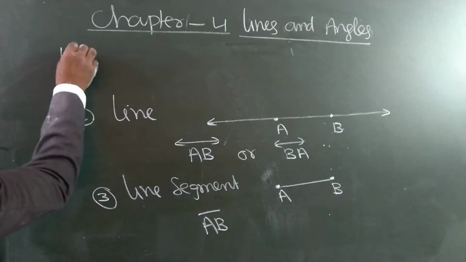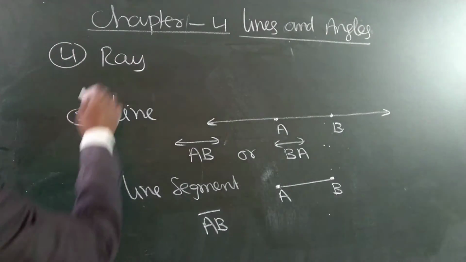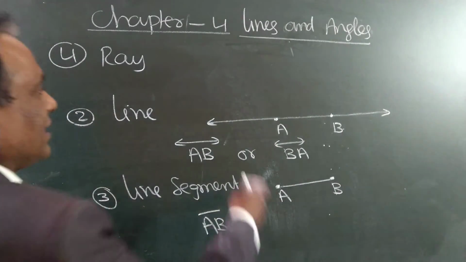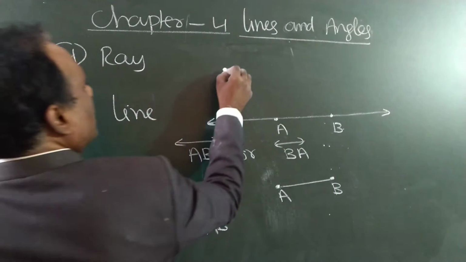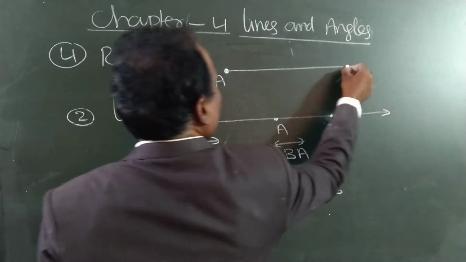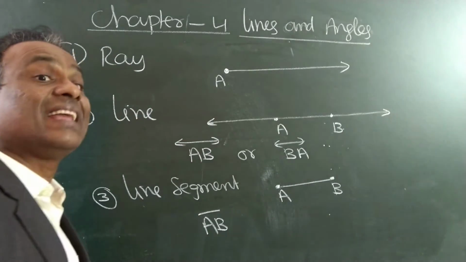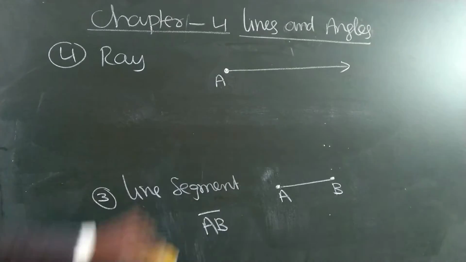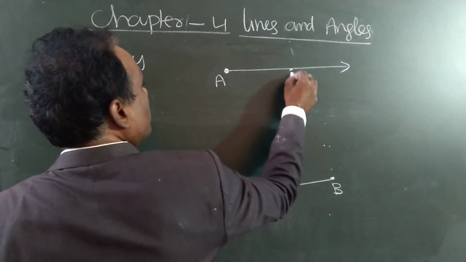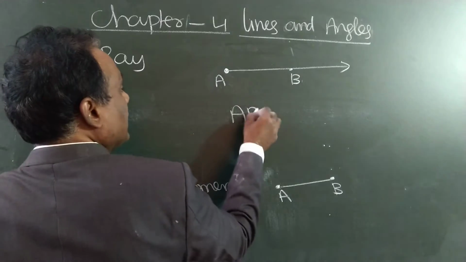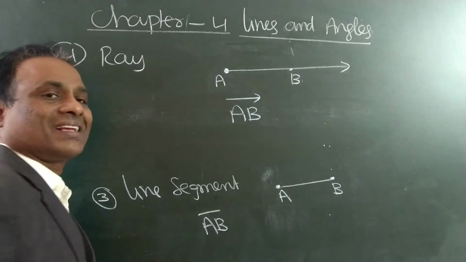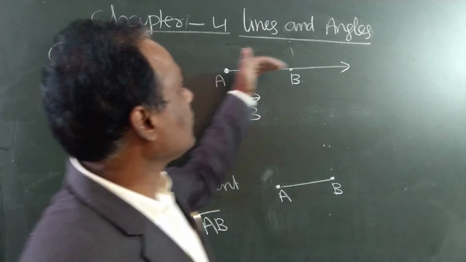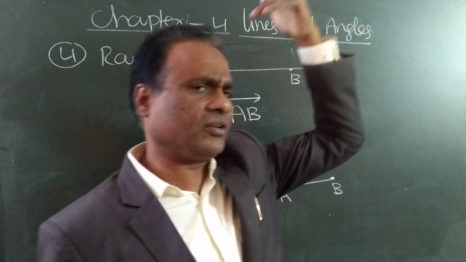Next is ray, only half line. If you take only half line, one direction, that is a ray. This is both directions, it is a line. But if it is moving only in one direction, that is a ray. Ray travels in only one direction. Suppose you take a point B here, this ray is represented as AB with a one direction arrow mark. Ray AB starts from one point and moves in one direction, there is no limit.